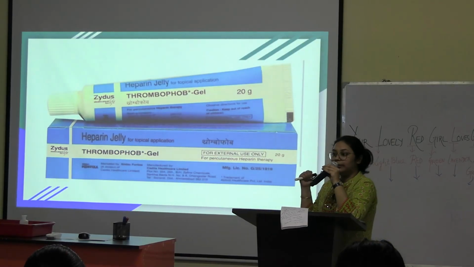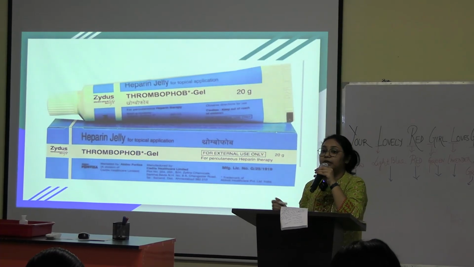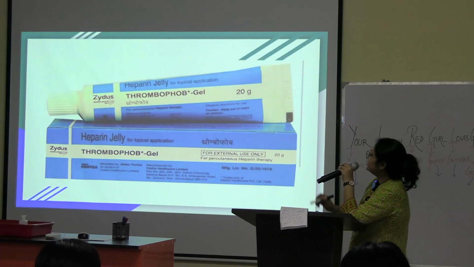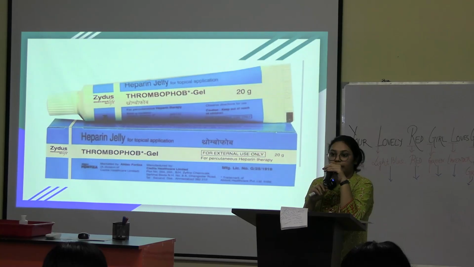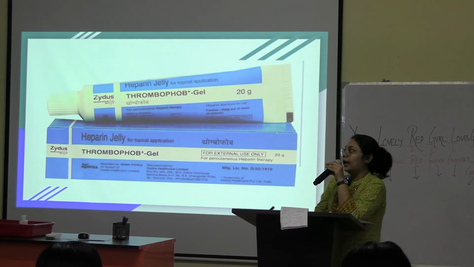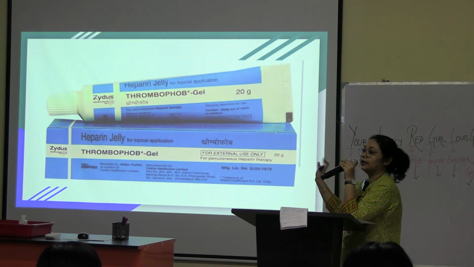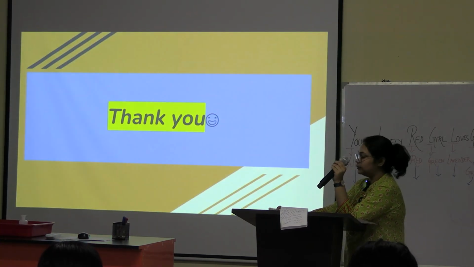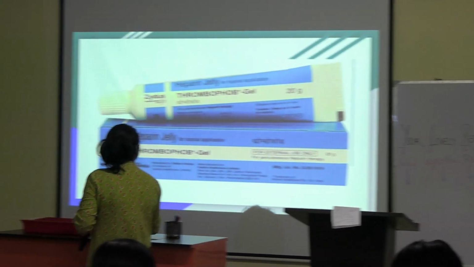Okay, I have told you about the local complications. Sometimes after blood collection, the patient may develop bruises, inflammation, pain, swelling. In that case, for symptomatic relief, we prescribe a gel or ointment which is applied topically. This is a substance similar to heparin, known as heparin jelly, which comes in the market with the brand name of Thrombophob gel. Okay, this much, but sit down, I will show you some pictures for better remembrance.